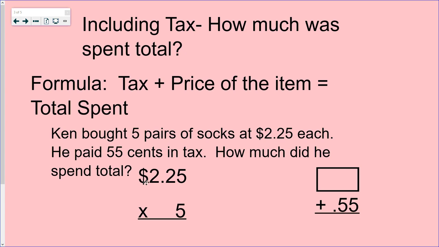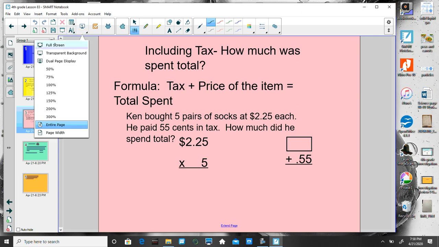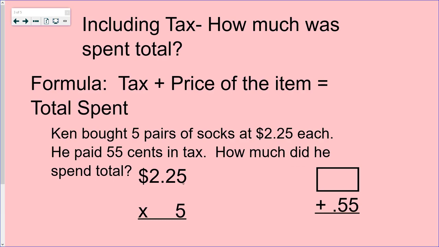The first thing we need to look at is taking that $2.25 and figuring out how much he spends for just the socks. So we take 5 times 5 is 25. And then 5 times 2 is 10, plus 2 more is 12. 5 times 2 is 10, plus 1 more is 11. I put my decimal point and my dollar sign in. So he's paid $11.25 for just the socks.